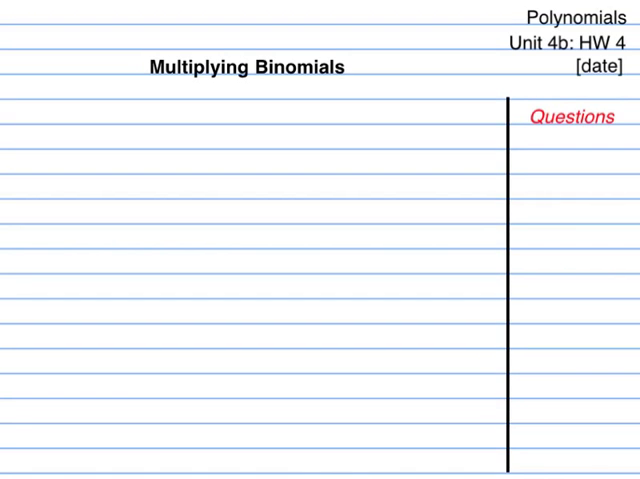So we're going to talk about multiplying binomials. Before beginning your notes today, go ahead and set them up with Polynomials, Unit 4B, Homework 4, in the upper right-hand corner of your page with the appropriate date. And then set up questions or comments on the right-hand side of your paper.